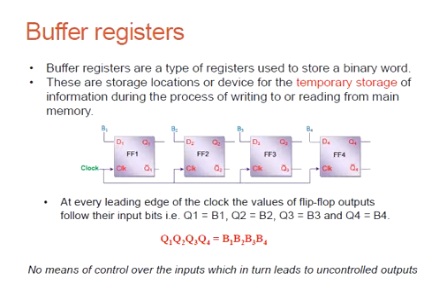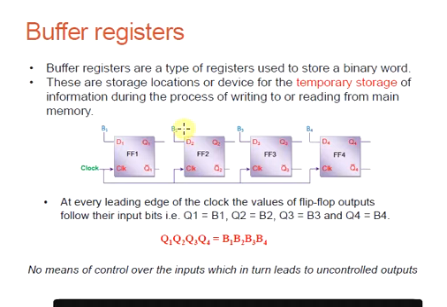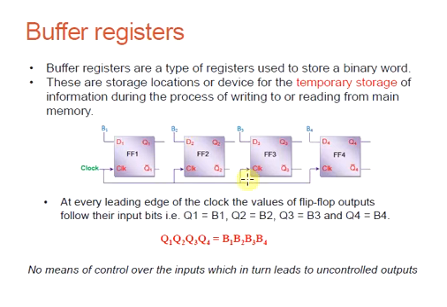A buffer register is the simplest type of register, which is used to store a binary word of information. It is normally used as a temporary storage of information, either while writing or reading information from memory. The circuit diagram of a 4-bit buffer register is shown here, and you can see that a common clock pulse is connected to all these 4 flip-flops. Since it is a 4-bit buffer register, we need to use 4 flip-flops.